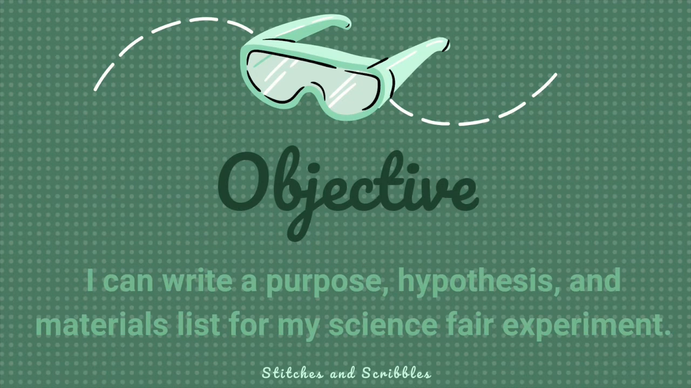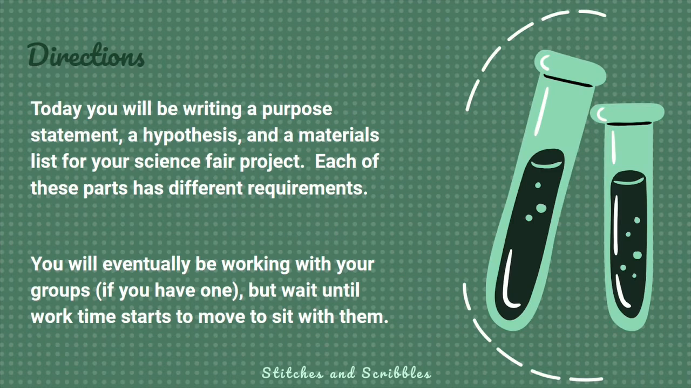Your objective for today's lesson is I can write a purpose, hypothesis, and materials list for my science fair experiment. Let's go over some directions. Today you will be writing a purpose statement, a hypothesis, and a materials list for your science fair project. Each of these parts has different requirements. You will eventually be working with your groups if you have one, but wait until work time starts to move to sit with them.